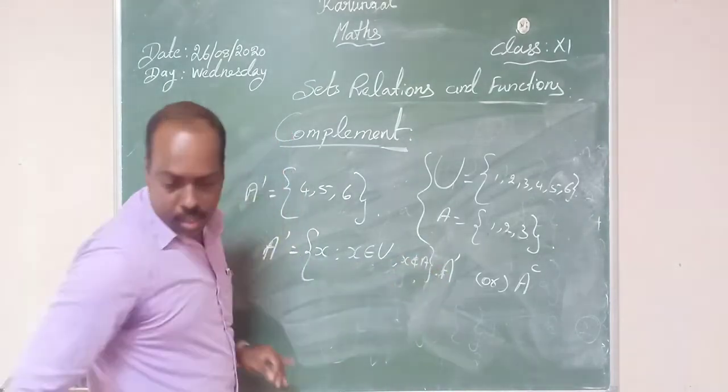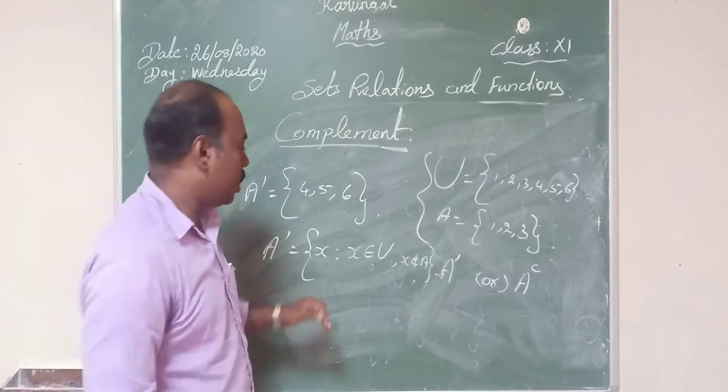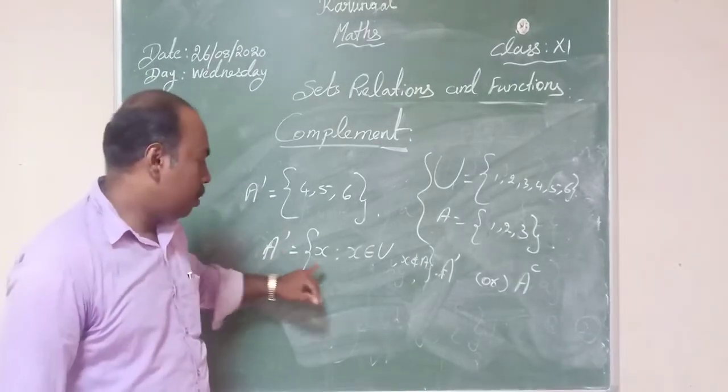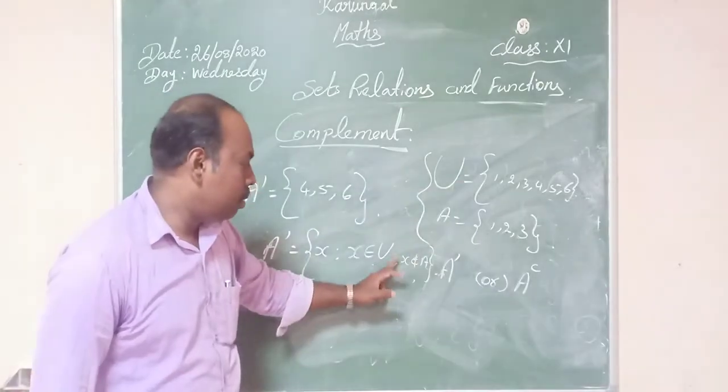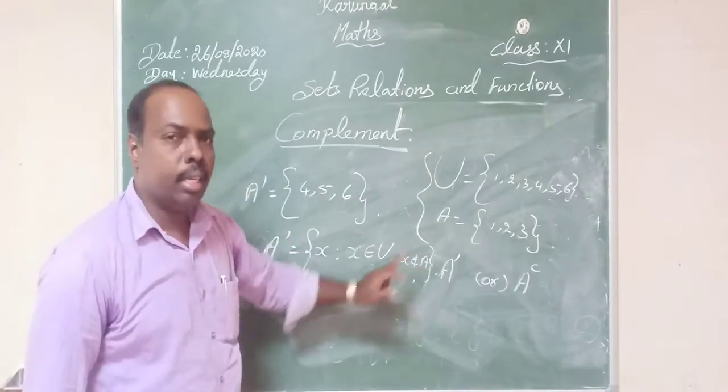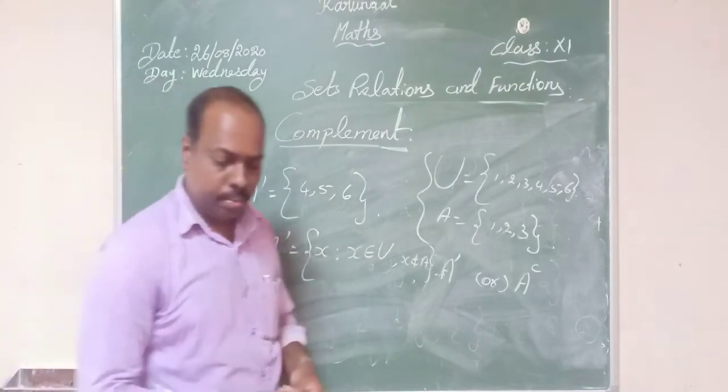Am I right? Yes, correct. A complement equal to X such that X belongs to universal set, but those elements should not be in A. This is the definition. Understand?